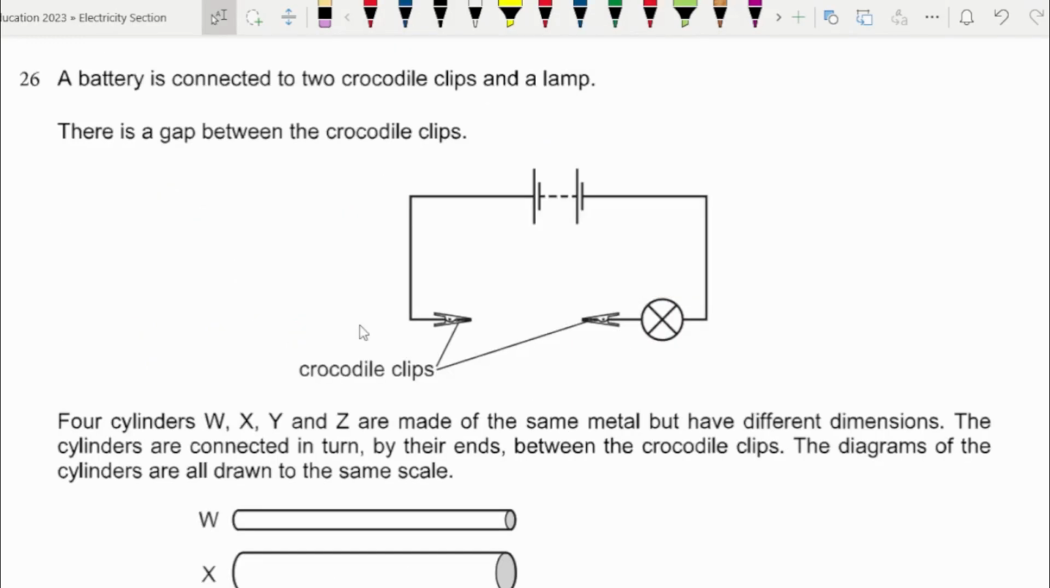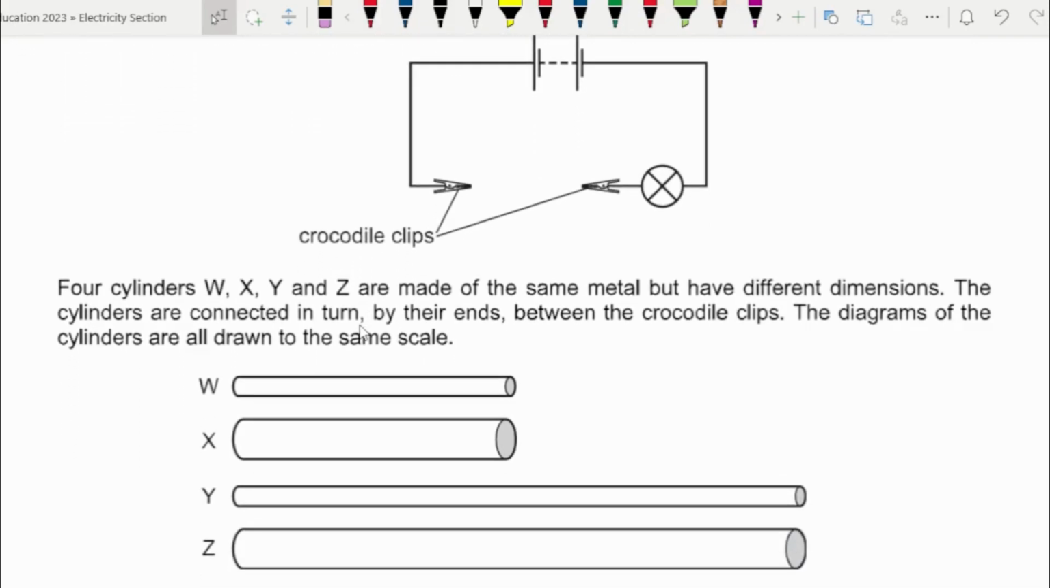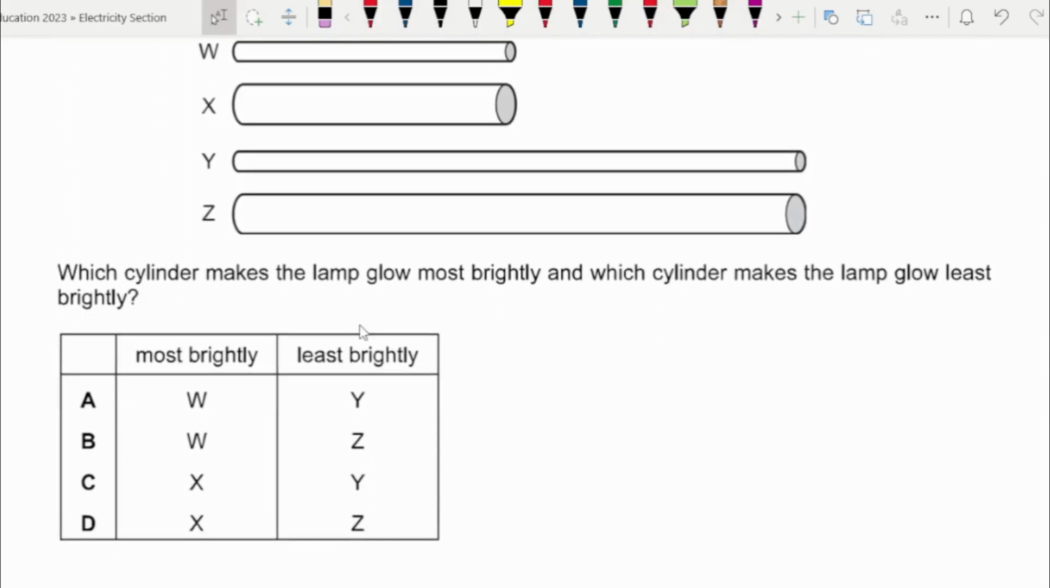A battery is connected to two crocodile clips and a lamp. There's a gap between the crocodile clips, okay? 4 cylinders W, X, Y, Z are made up of same metal but different dimensions. Means they can have different length and different thickness. The cylinders are connected in turn by the ends. Okay, anyway, what is the question? Which cylinder makes the lamp glow most brightly, and which cylinder makes the lamp glow least brightly?